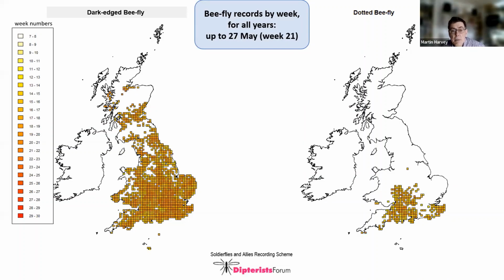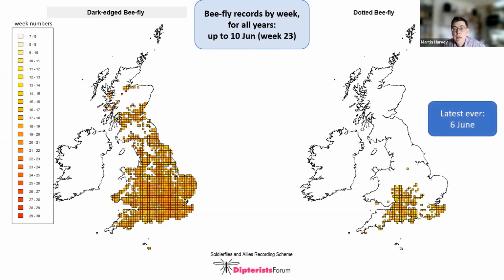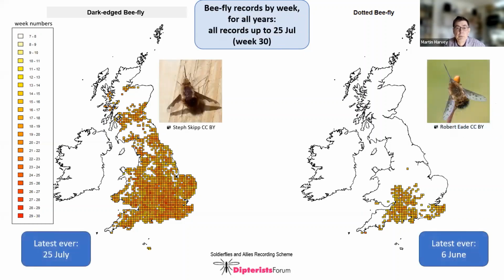And then we carry on into May, still with records coming in. The dotted bee fly usually stops around the beginning of June, but the dark-edged bee fly does seem to carry on for a few weeks longer, as we were just saying, with the latest ever confirmed record being on the 25th of July, a really late date. So that's the pattern, and it's really been fantastic to have the records coming in through Bee Fly Watch to actually allow us to start investigating in this sort of detail exactly what happens to the pattern of emergence and distribution over time.